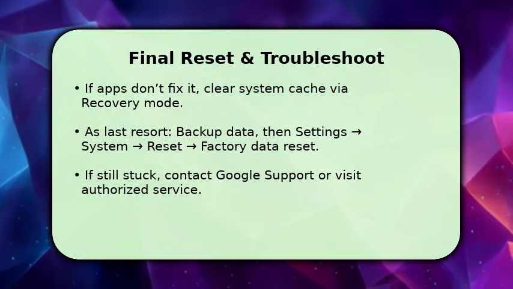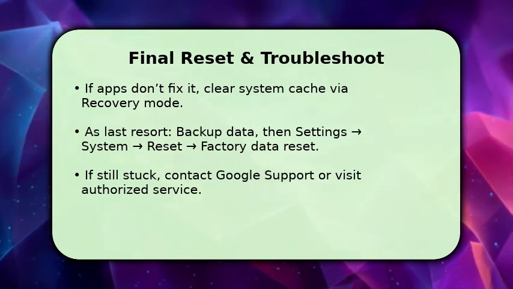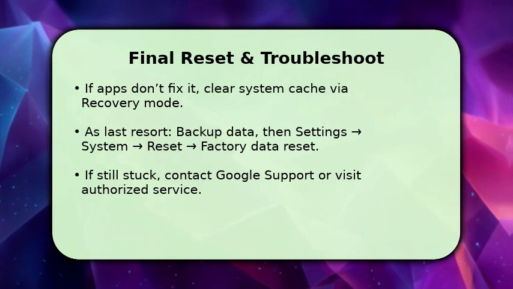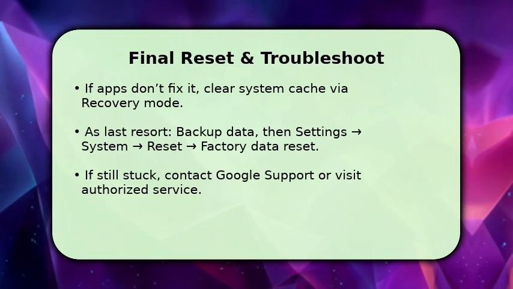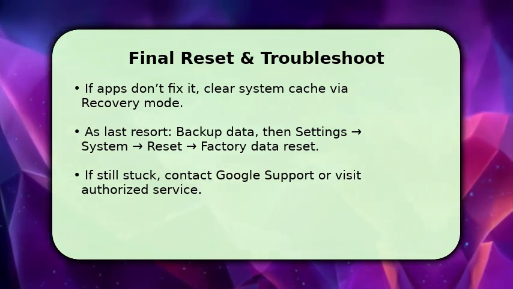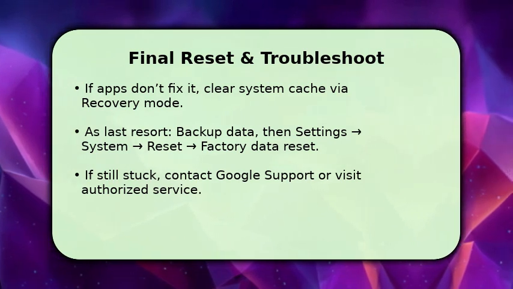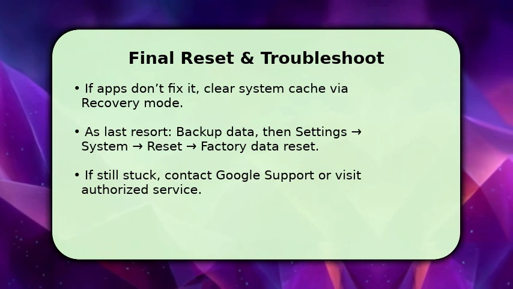If uninstalling apps doesn't resolve safe mode, clear the system cache from recovery mode to remove corrupted temporary files. This does not erase personal data. If that still fails, back up your data and perform a factory data reset via Settings, System, Reset. This restores software to factory condition and removes persistent issues.